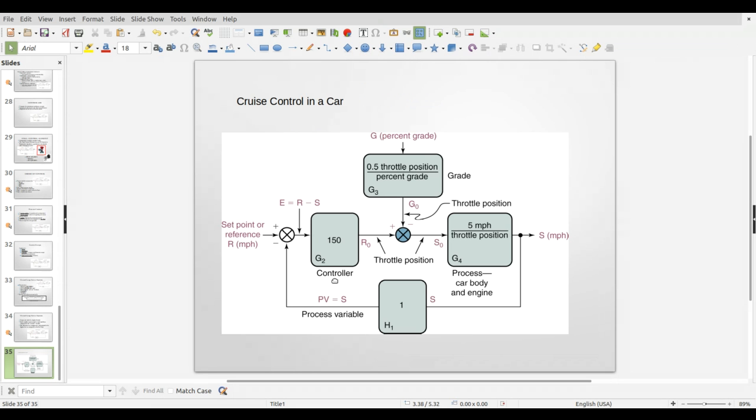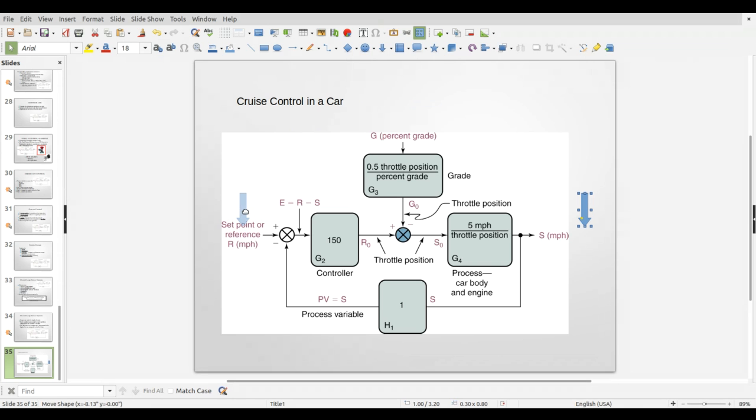All right, so here's an example for a cruise control in a car. They're using R here as reference and S to be the system. So that's where the R and S come from. If I remember right, this actually came right out of your book here. This is an example right out of the book, so he used those letters.